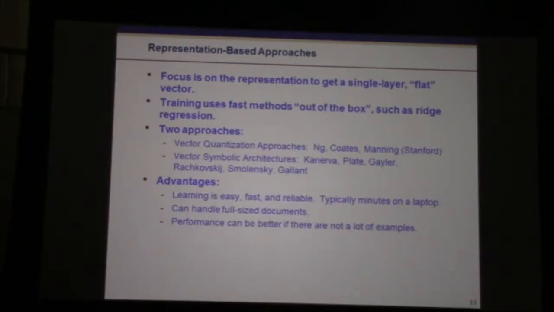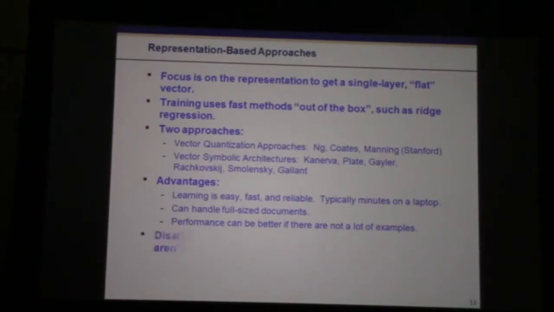The advantages of the bottom-up representation approach is learning is very easy and simple and fast. It's not going to take days or weeks to train your model. It's going to take minutes or an hour on a single CPU. And it's easier to handle full-size documents. If you want to be able to handle large news stories, the bottom-up representation approach is much easier to work with. The performance can be better if there's not a huge amount of data, is what I'd like to say.